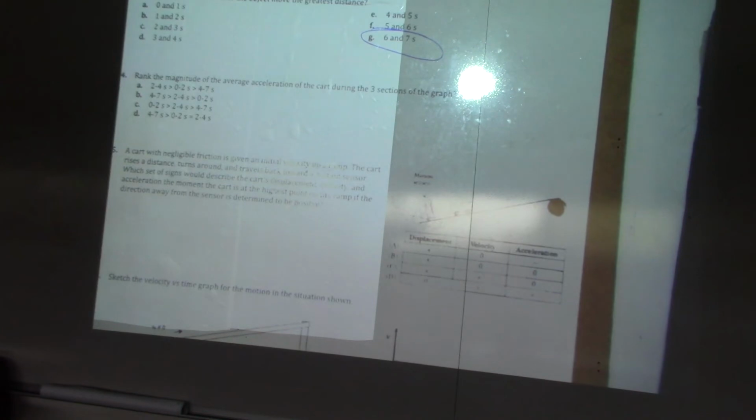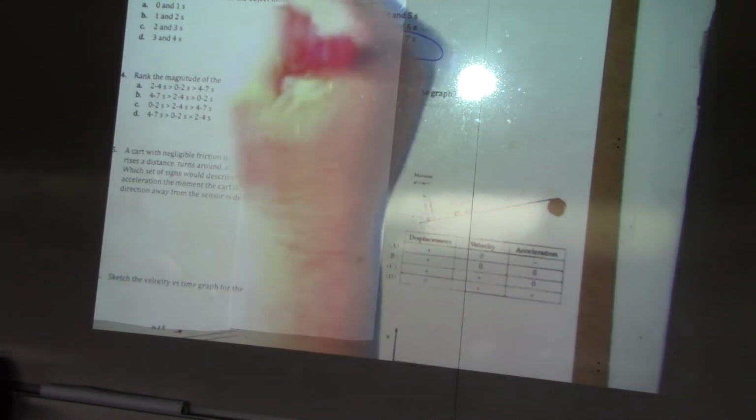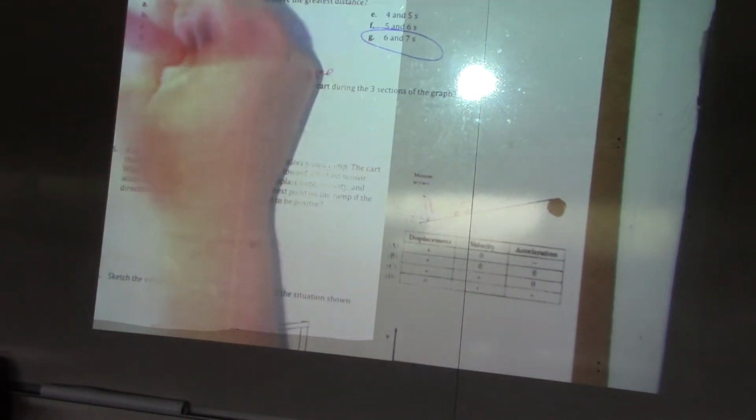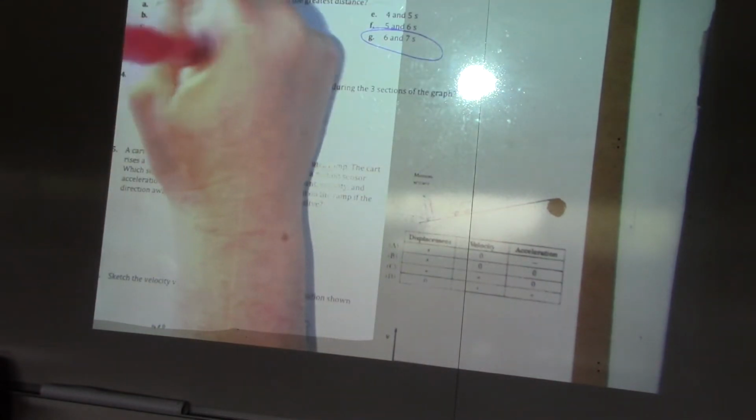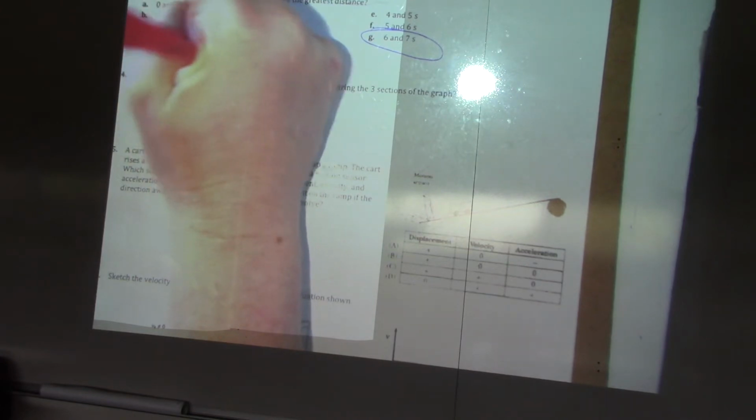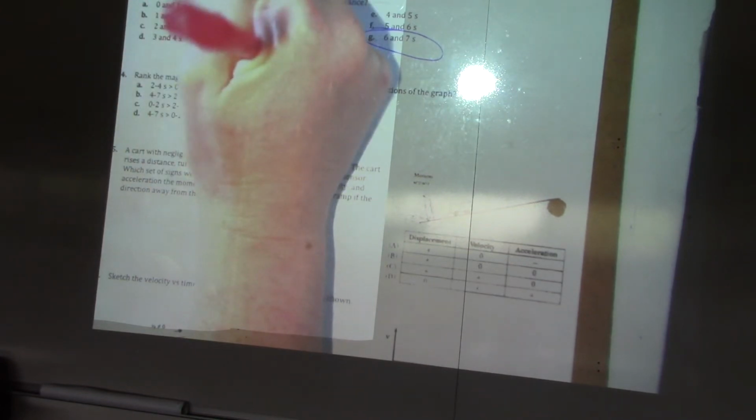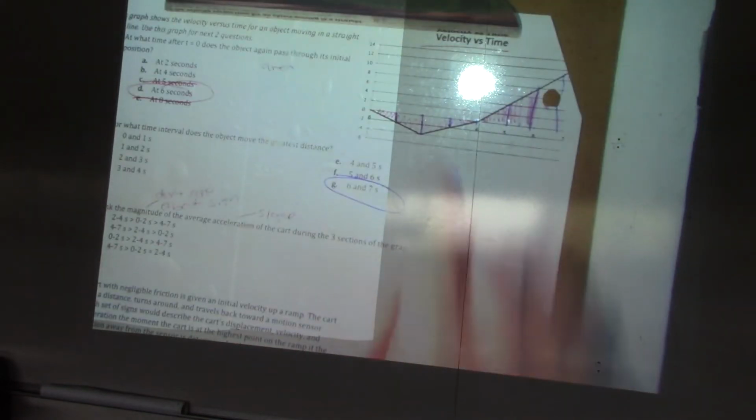We are ranking the magnitude of the average acceleration during the 3 sections. So again, acceleration would be the slope, but for magnitude, we don't worry about sign. We're just looking at whether it is bigger or smaller, not positive or negative. So I have 3 different slopes. I have this one, and this one.